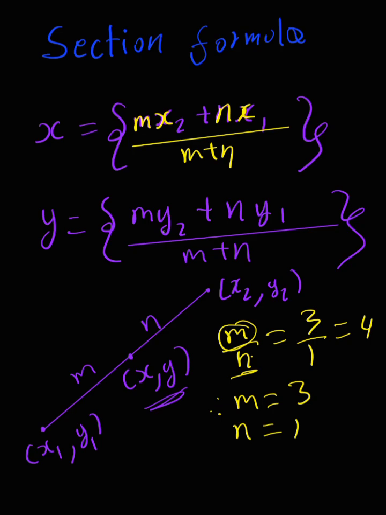So for y, we take the y2 value and multiply it with m, the top value, which I had said earlier, and we do the same for y1. We just replace x1 and x2 with y1 and y2, and we divide by m plus n, and that's how we will get the coordinates for this x comma y.